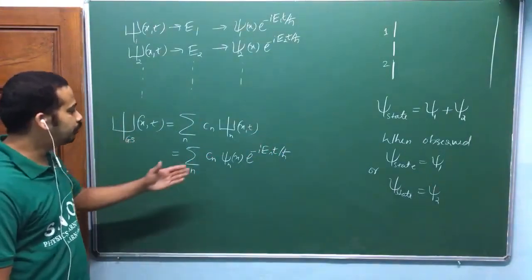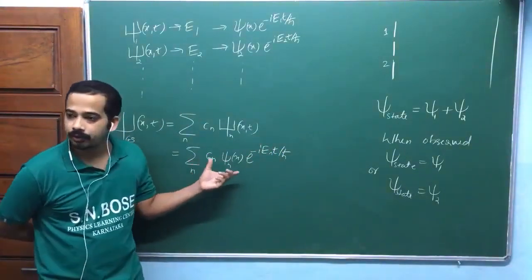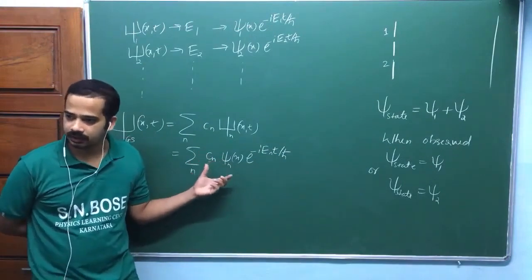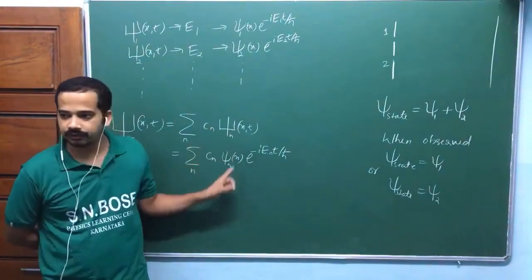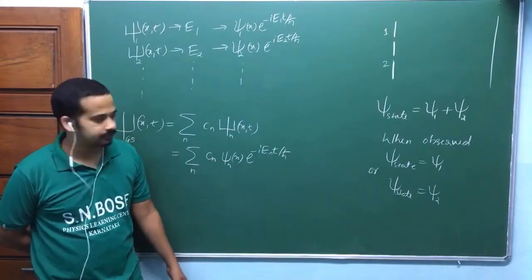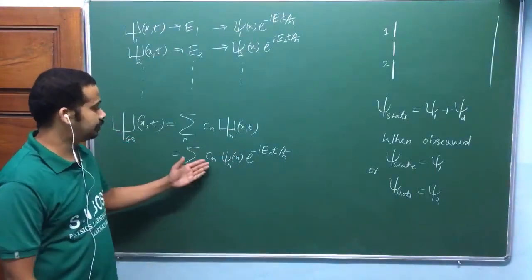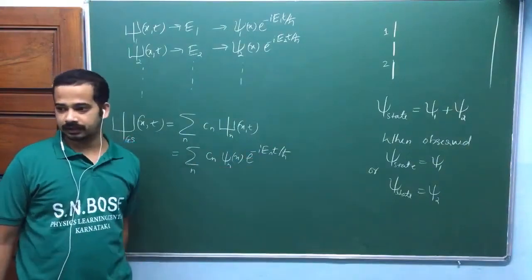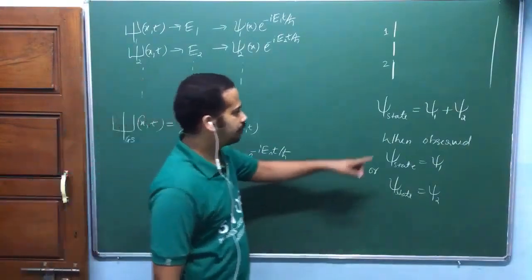So that is a superposition of energy eigenstates, a superposition of different energy eigenstates. This is not a single state, this is a linear combination only: C1 psi 1, C2 psi 2, like that.